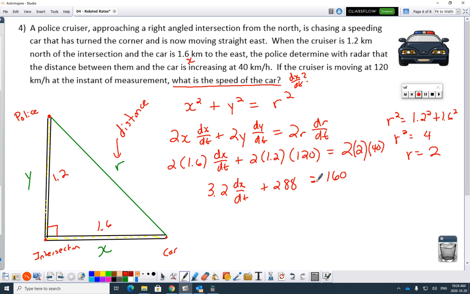Something's wrong. And I don't know what it is. I'll let my brain work on it for a second. And I don't even know why I know something's wrong. X is 1.6, yes. dx dt, we're figuring out. Y is 1.2. dy, oh, dy dt. Oh, big moment. dy dt. What's happening to y? It's getting smaller as this car drives on here. Negative 120.